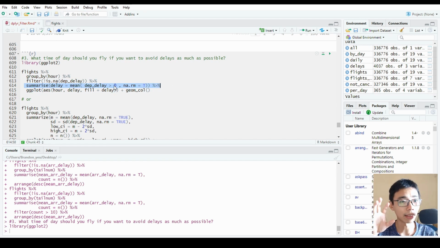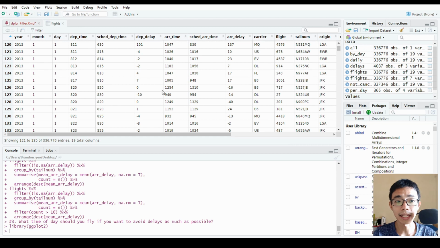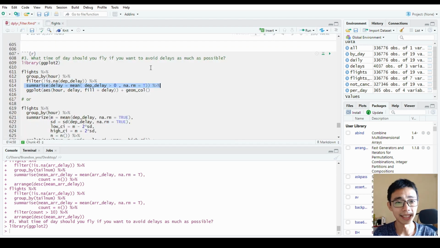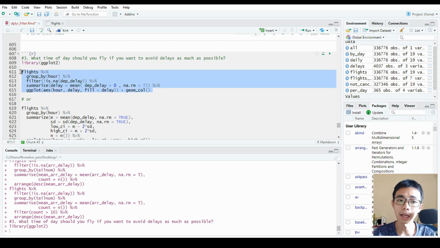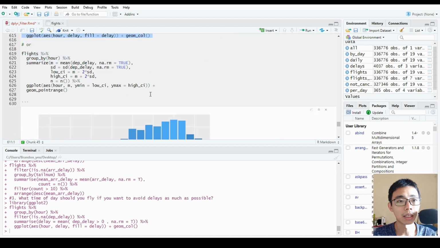only include the calculation when the departure delay is more than 0. Because in our data set, there are actually departure delays that are less than 0, because they left early, so that's not really the delays that we want. You can also do it the other way around if you want to know what time the flights depart early. Okay, so then finally we pipe the data into ggplot2 using a geom column function.